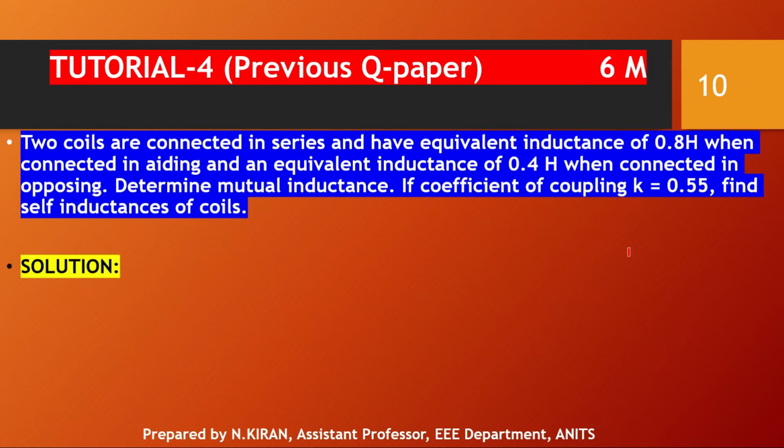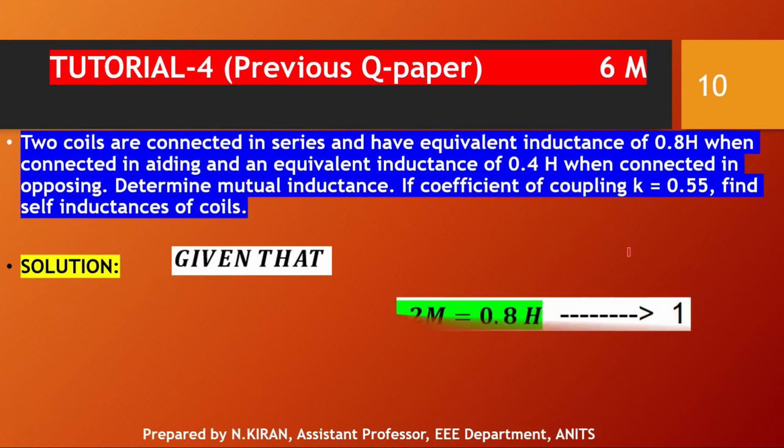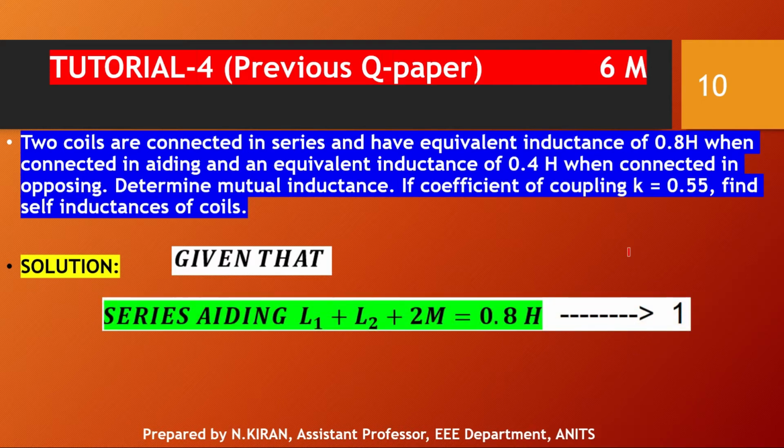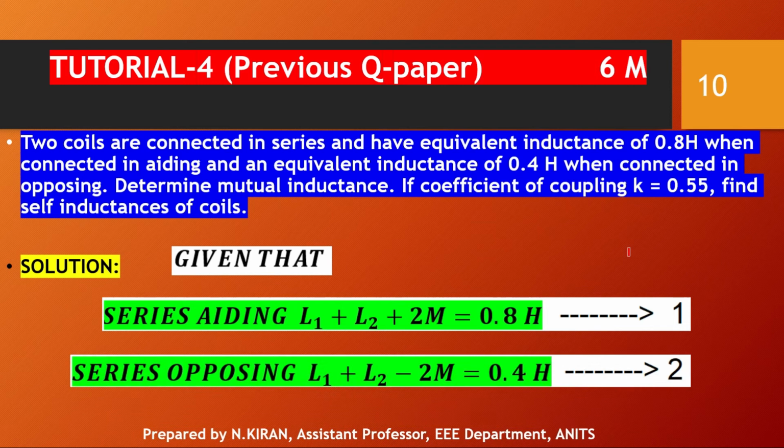So hence here, given that two coils are connected in series and have equivalent inductance of 0.8 when connected in aiding, we know the formula for series aiding: L1 + L2 + 2M is given as 0.8 Henry. I'll consider that as equation 1. And also given that when connected in series opposing, the equivalent inductance is 0.4 Henry, that is L1 + L2 - 2M is given as 0.4 Henry. I have considered as second equation.